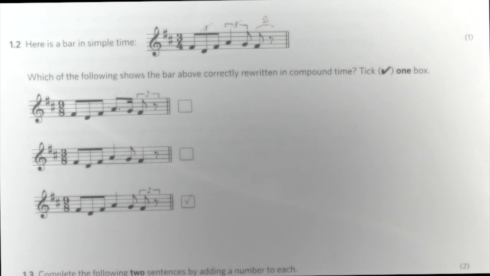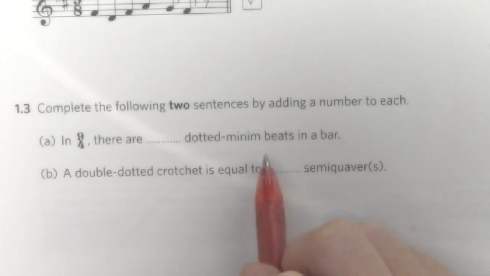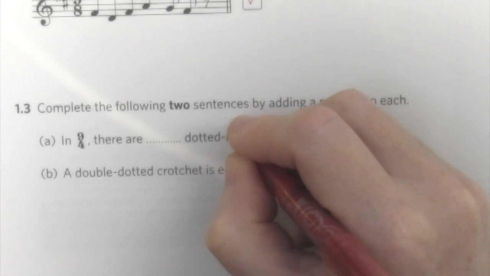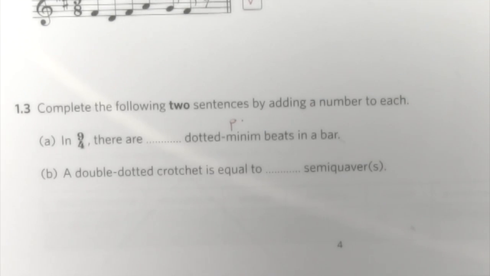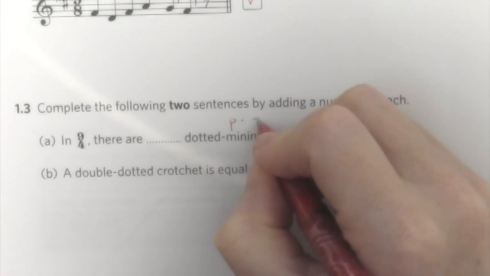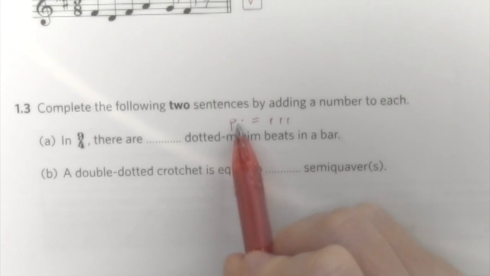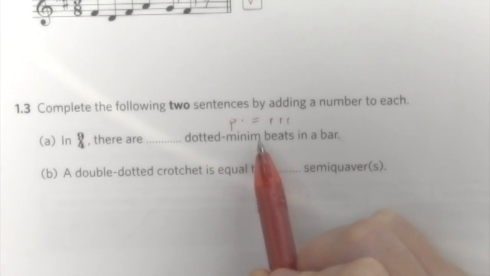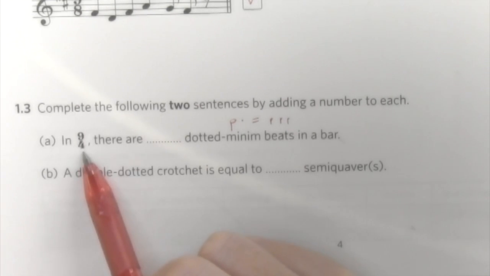In the meantime, question 3. In question 3, we need to complete the sentences by adding a number. In 9/4, there are a certain number of dotted minim beats in a bar. The dotted minims are equal to 3 crotchets, 2 included in the minim and 1 in the dot. In 9/4 we have 3 times these, we have 9 crotchets.